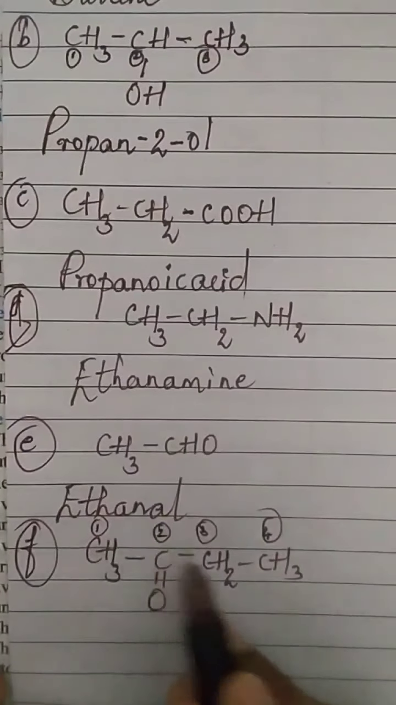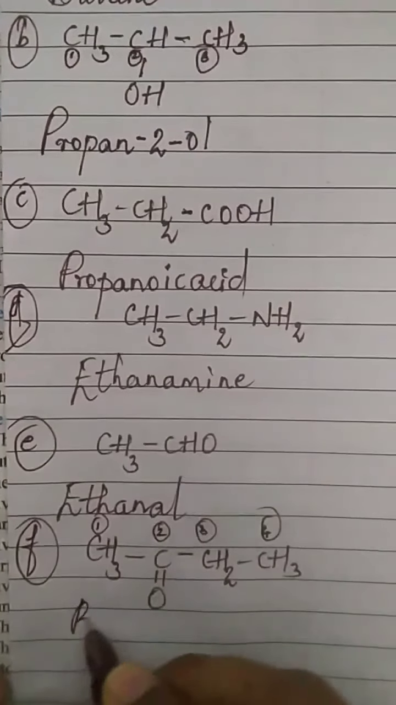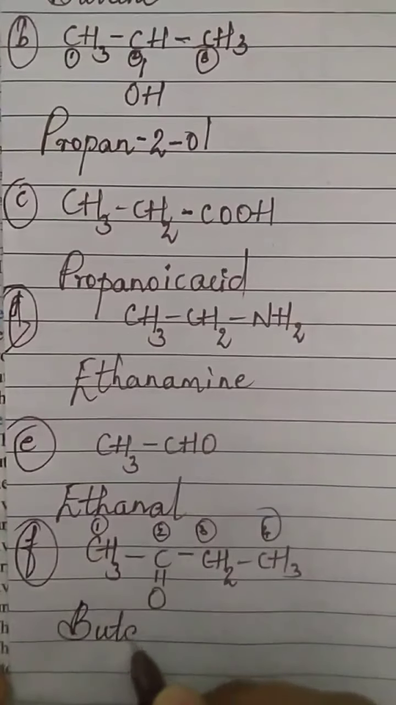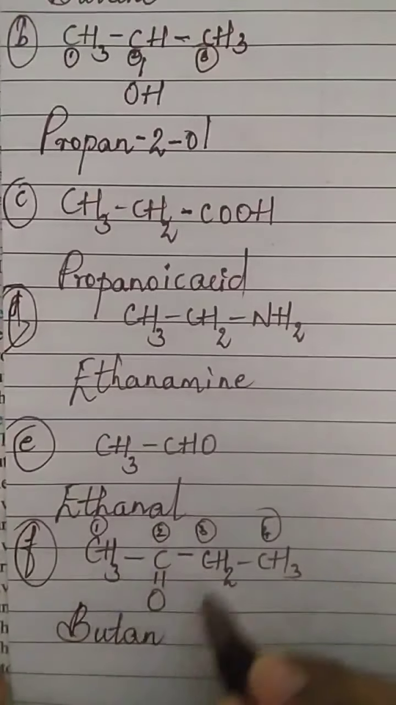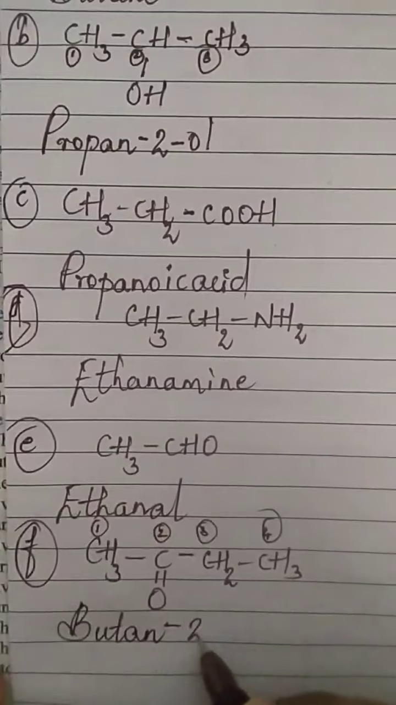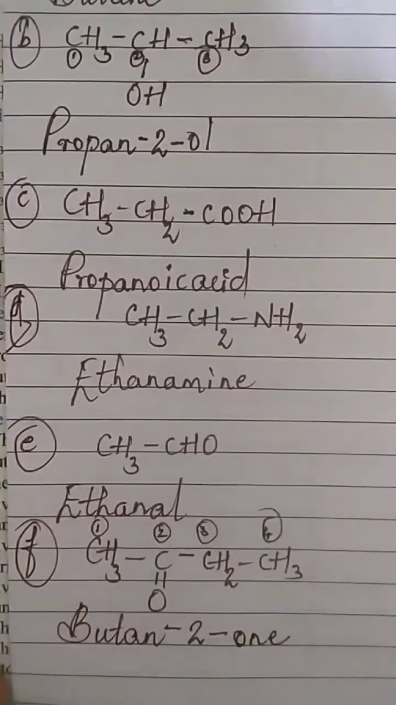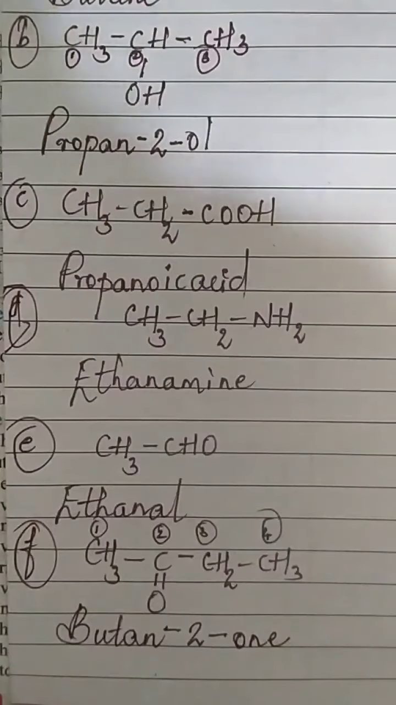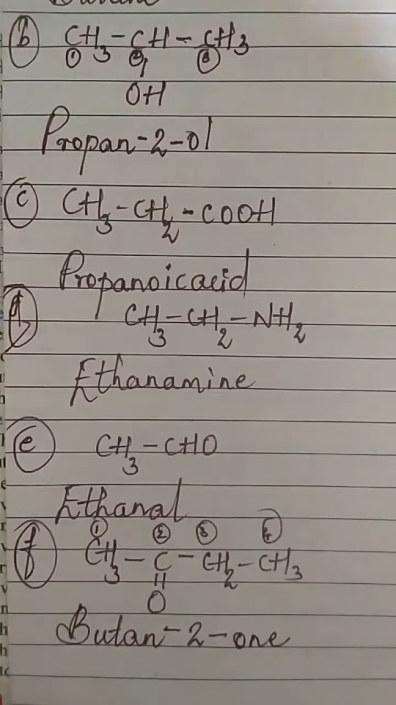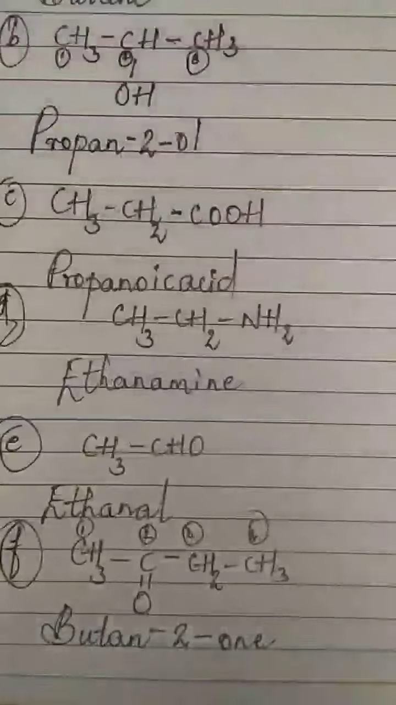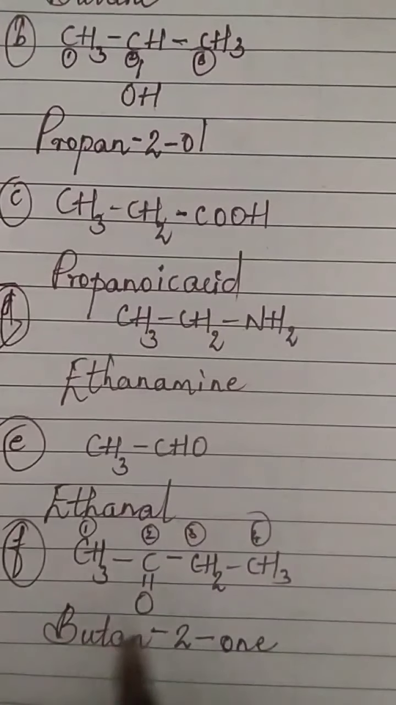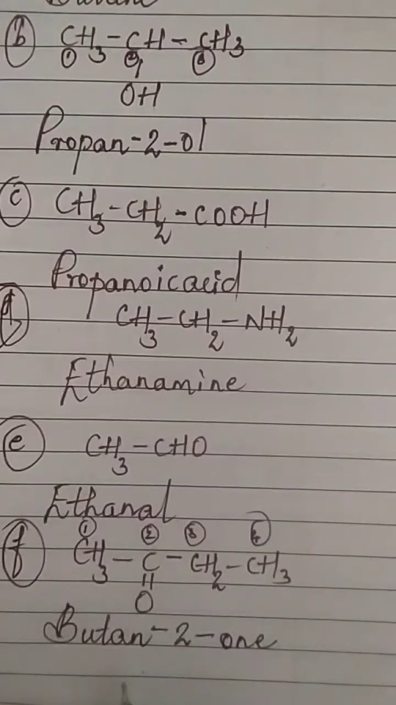You have methane, ethane, propane, butane as the parent. Butane. Stop. Which carbon has the functional group? Second. So dash 2 dash. Ketone means ONE. Butane dash 2 dash one. Butanone. Okay children. So after learning the IUPAC name, now structure was given, we wrote the name.